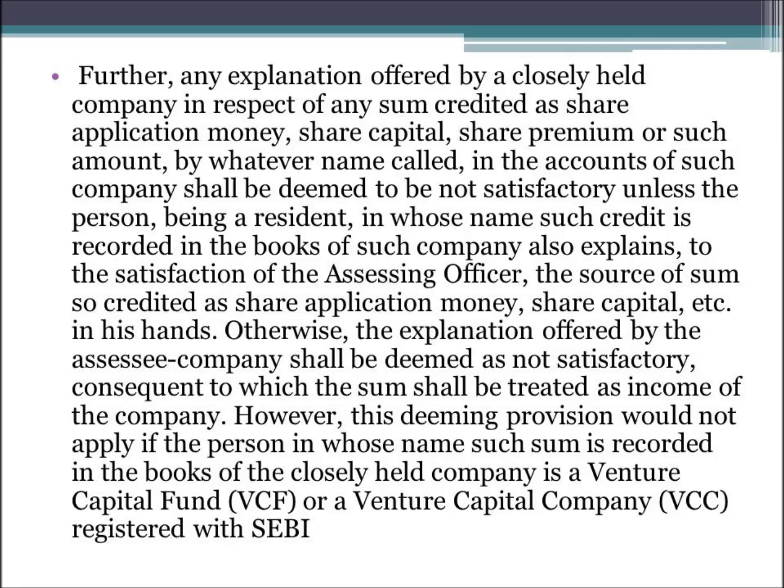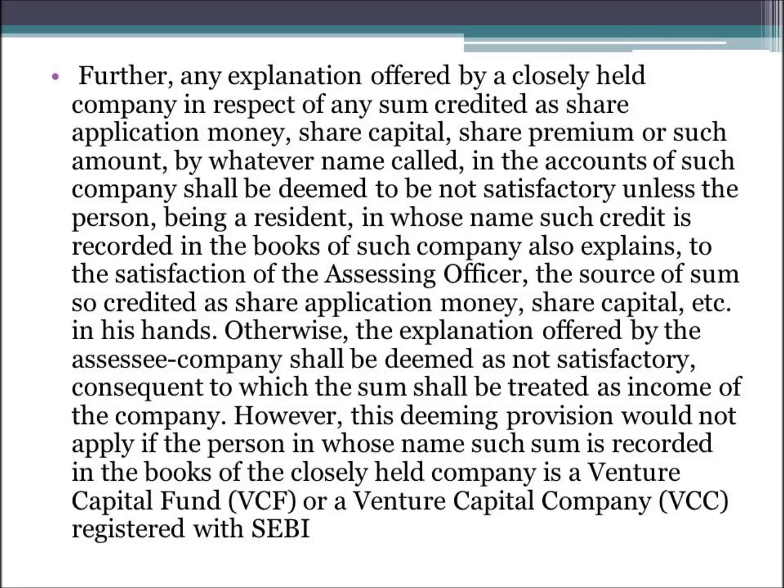So this is a very important point in respect of a closely held company. If they are showing any money as share application money in whosoever's names, and that person is not able to satisfy the assessing officer about the nature and source of that money, then that cash credit will be treated as the income of the closely held company, and they will be liable to pay income tax on such money.